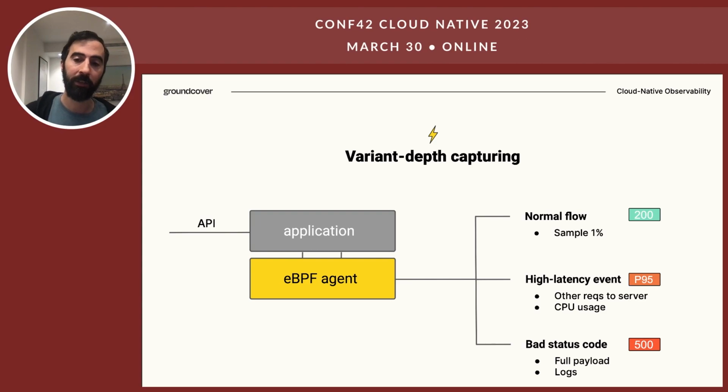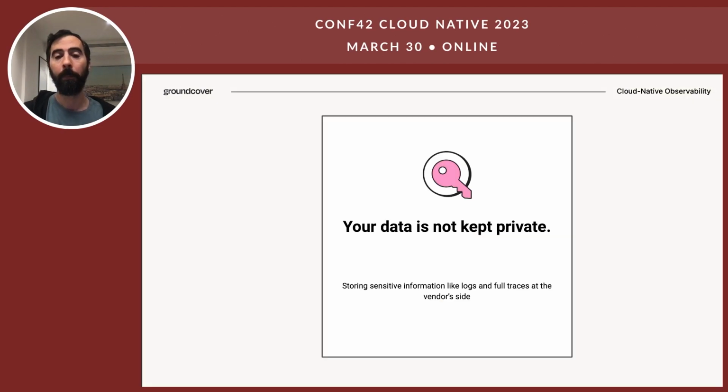This is a major advantage when it comes to real systems at high throughput, where there's a lot of things that are perfectly fine and you just want to know some information about them, how they behave, give me a few examples of a normal flow, but you really want to dive deep into high latency, bad failure requests, and so on. And the third thing is that, as we said, information isn't kept private. It doesn't make sense to store traces and logs in modern ages on the vendor side.